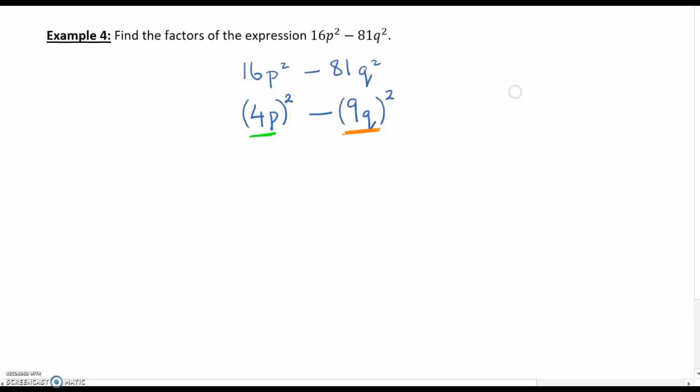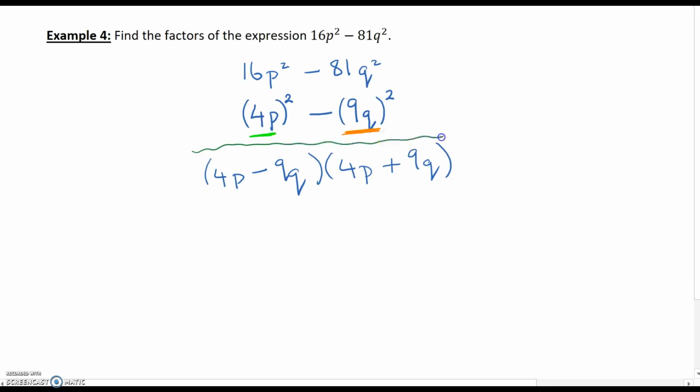It's the first minus the second times the first plus the second. Okay, and that's all there is to this. Nothing more. First minus the second, first plus the second. And here we go. And those are your factors. Again, try them by foil if you want to prove that they're the correct factors.